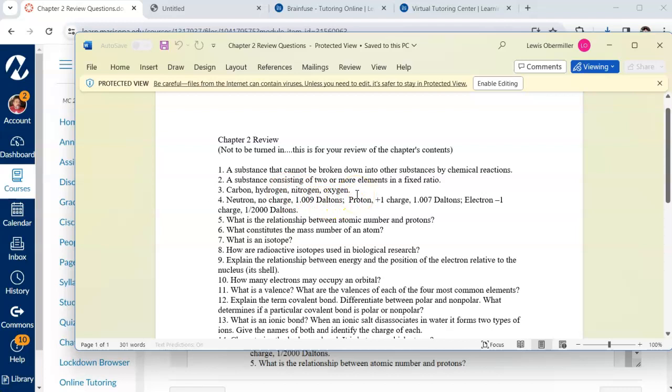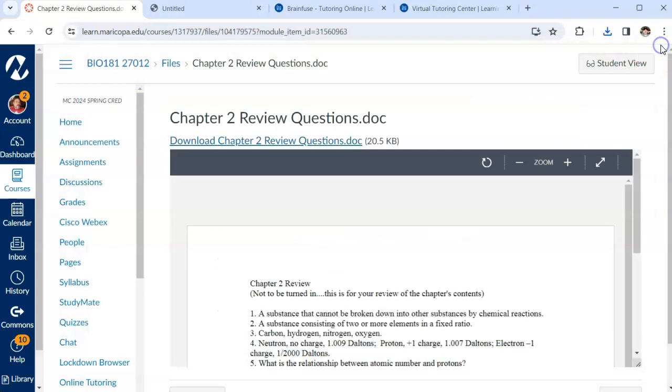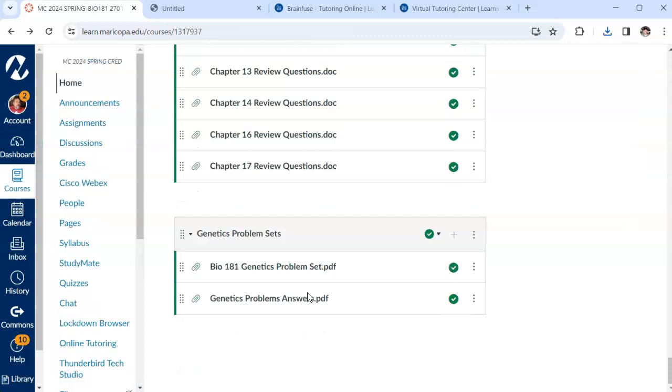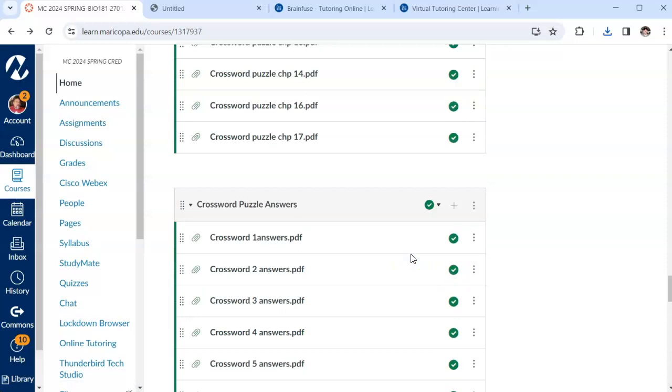So, these are the kind of things that you can expect to see on the test. So every chapter, I want you to do the study guides. Things that you're not sure about, go back to your lecture notes and then review. And then when we get to the genetics chapter, which is chapter 14, I want you to do the genetics problem sets as well here.